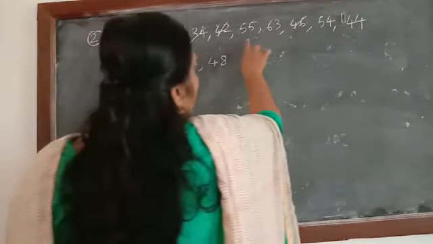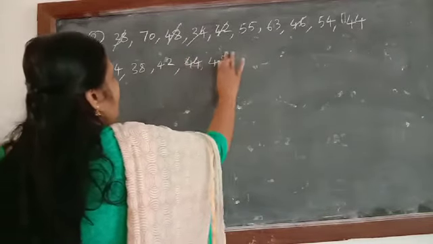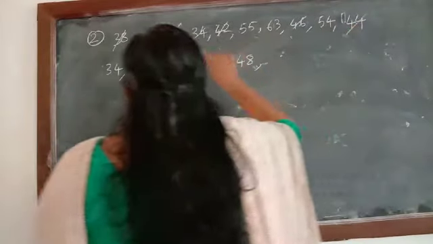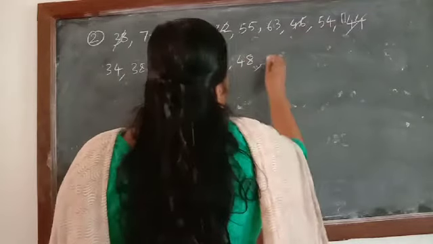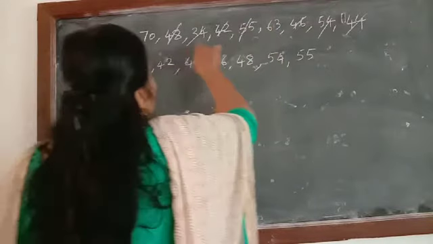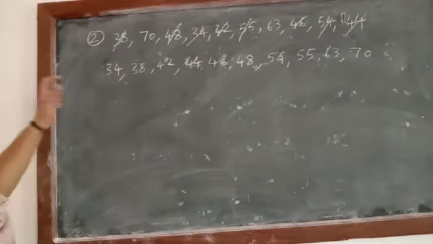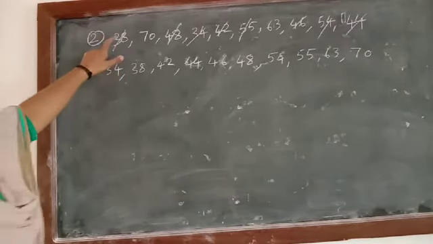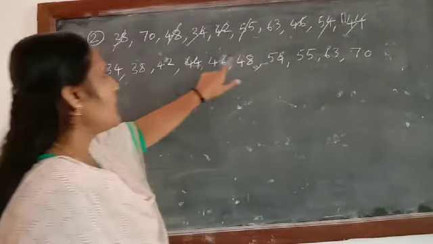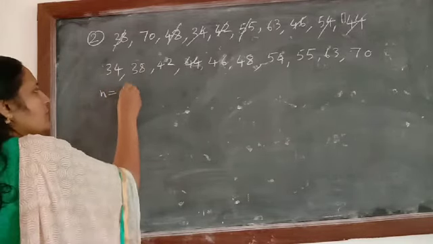After 48, what are the numbers that remain here? In between we have 44. So here first we can write 44, 46, 48. So 44 is also over, 48 we wrote. After that 54, then 55. Then we have here 63 and 70. After writing, just to check whether you covered all the numbers or not: 1, 2, 3, 4, 5, 6, 7, 8, 9, 10. Okay, so what we have here? n is equal to 10.